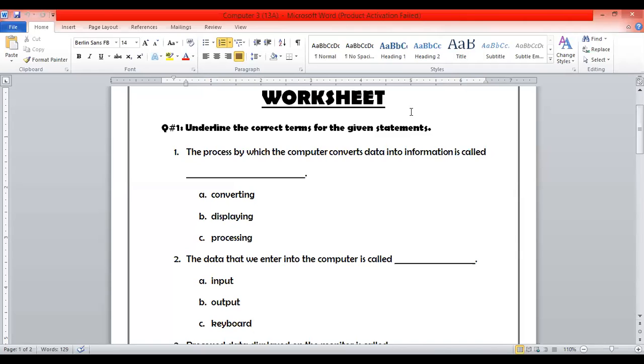So let me pick the pen. Wait a second. You have to underline or circle the correct words. The word terms means the words for the given statements. Whether you circle it or underline it is up to you. This worksheet contains only three questions. In question number 1, there are 4 MCQs, then question number 2 and 3. This is a short worksheet.